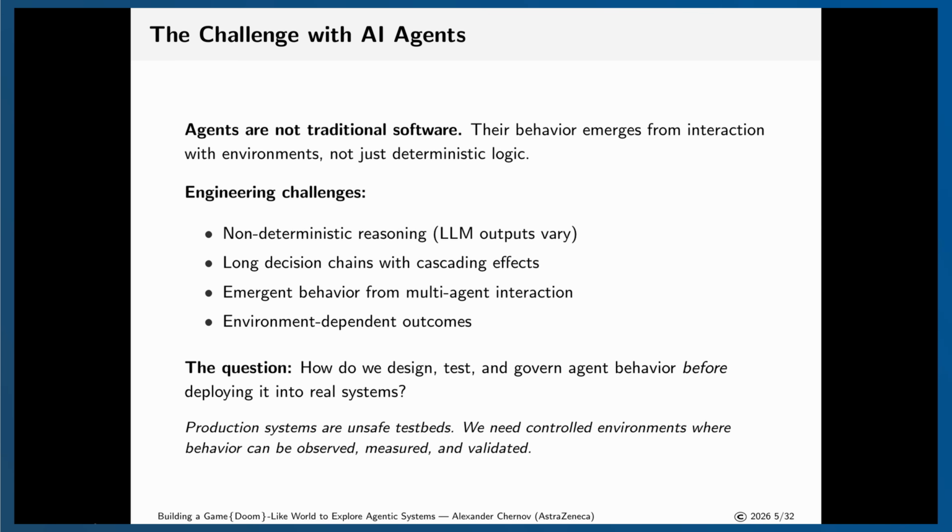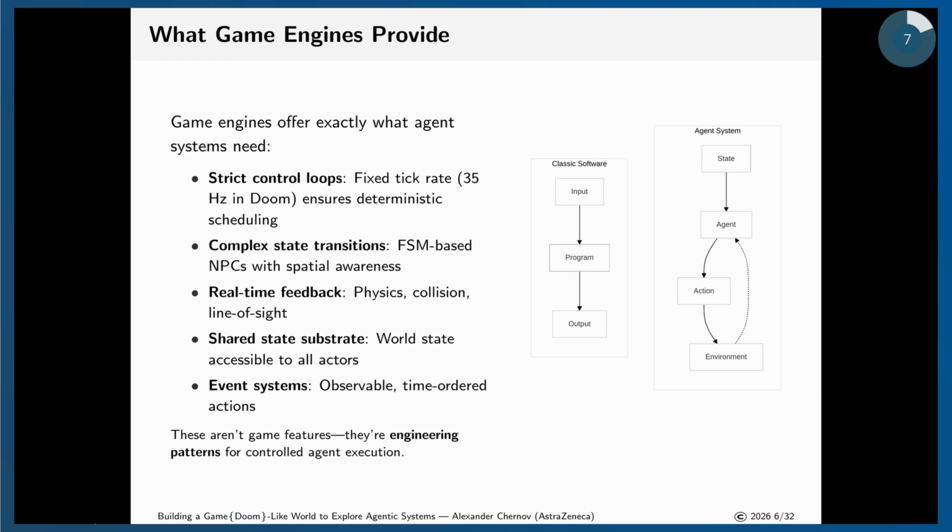It has long decision chains with cascading effects, and it has emerging behavior from multi-agent interaction. An agent can talk to another agent to construct much more complex behavior, and it also has environment-dependent outcomes. So the question is how we design, test, and govern agent behavior before deploying to a real system. We're using Doom as a test bed, but it can be applied to any system and any problem.